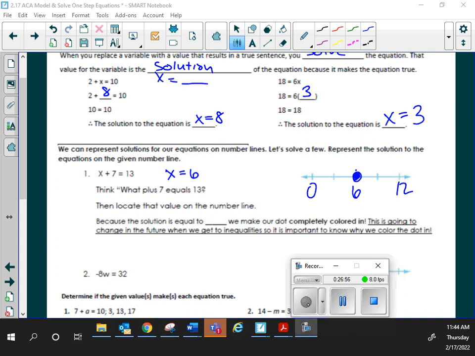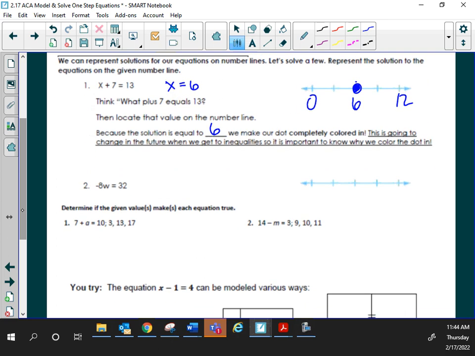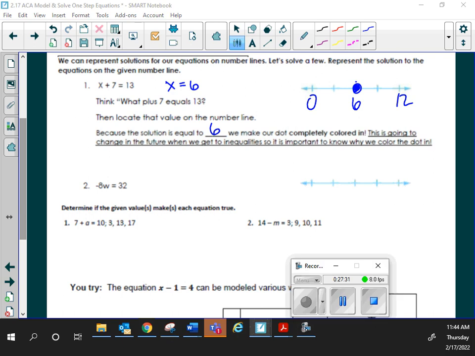Okay, so what plus 7 equals 13? Locate that value on the number line because the solution is equal to 6. We make our dot completely colored in. This is going to change in the future when we get to inequalities like less than, greater than, so make sure you have an understanding. It's just one dot filled in, nice and juicy. Okay, so go ahead on your own, try out number 2. -8 times w equals 32. Take a second, put your solution, and try and graph it out.